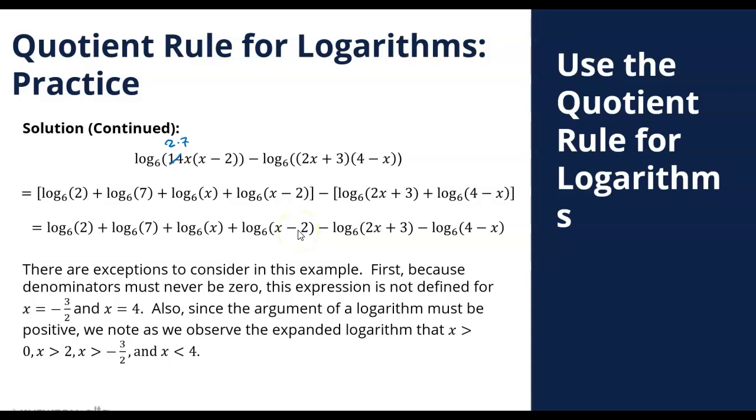So that means that x in this case must be greater than 0. In this case, x must be greater than 2. And for this to be true, x must be greater than -3/2. And for this one to be true, x must be less than 4.